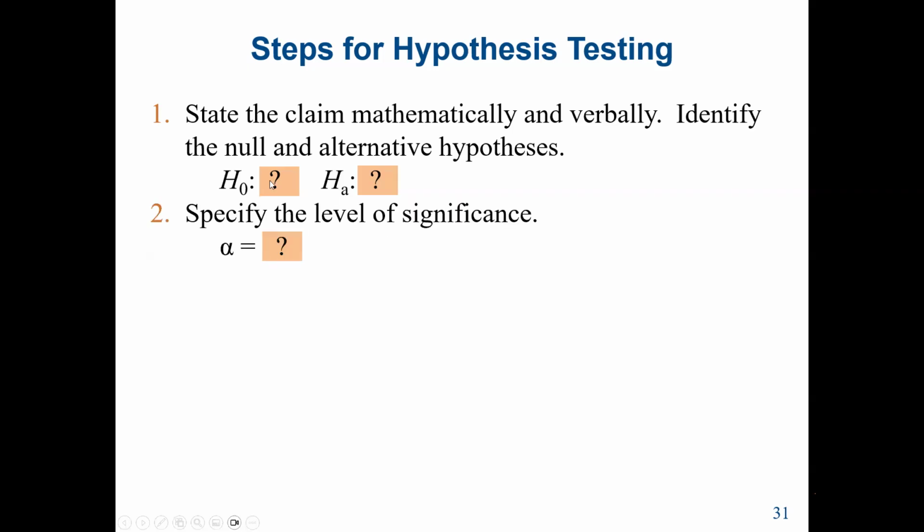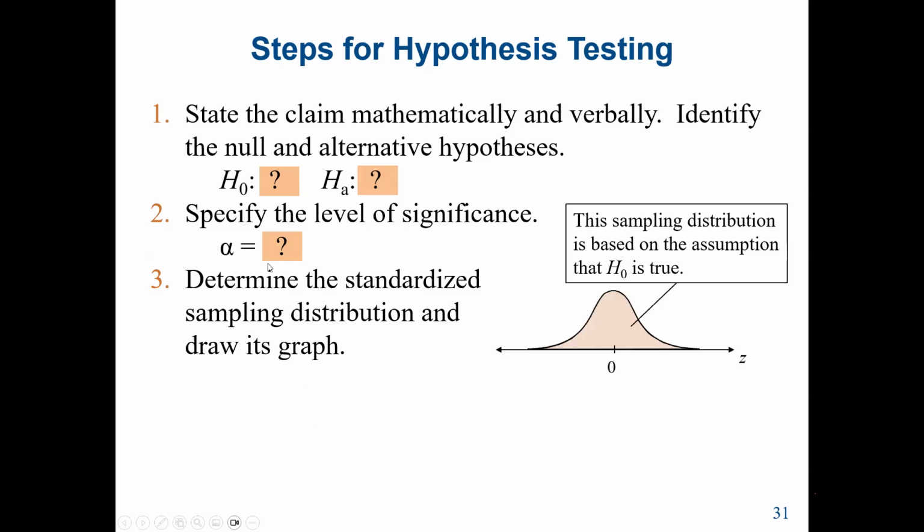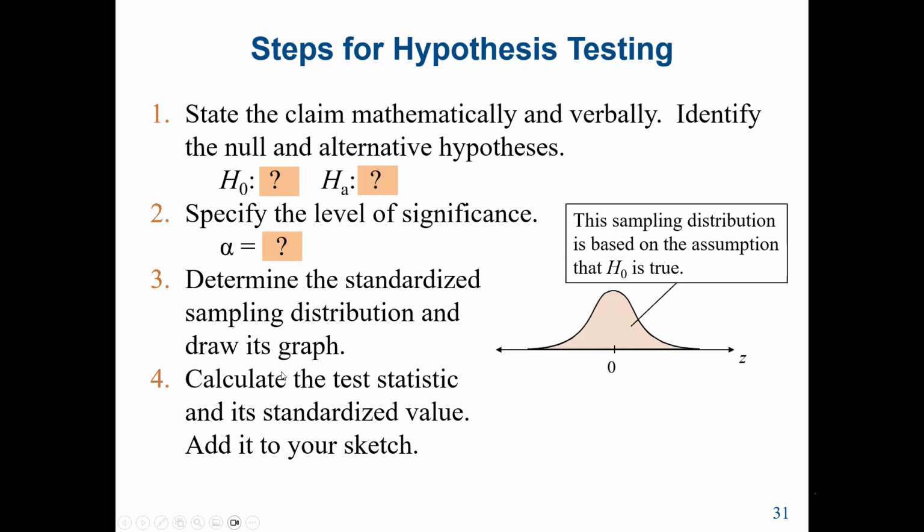But as we said, H0 will always go against the complement of H0. So the next step is to specify the level of significance. Most of the time it will be given to us. If it's not given, then we assume the default 0.05. If we know the level of significance, we can determine the standardized sampling distribution and draw its graph. Then after that, we calculate the test statistics. Then we can sketch.